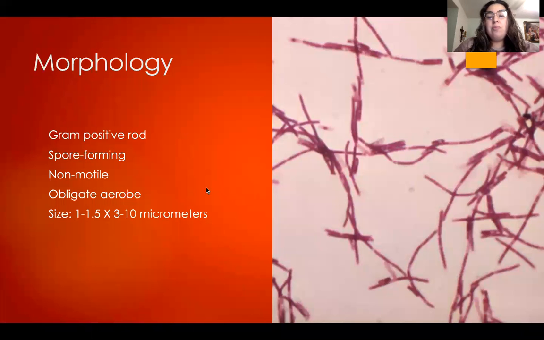So the morphology of Bacillus anthracis is that it is a gram-positive rod and it forms endospores. It is non-motile, is an obligate aerobe, and the size of the bacillus is 1 to 1.5 micrometers by 3 to 10 micrometers in length. Bacillus anthracis usually form short chains or can be seen as single pairs.